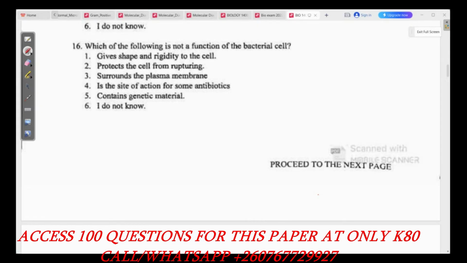16. Which of the following is not a function of the bacterial cell wall? So the bacterial cell wall has come back. We said earlier that the function of the cell wall is that it gives shape to the cell. Then it also protects the cell from phagocytosis and from bursting. So gives shape and rigidity to the cell, which is true. Protects the cell from rupturing, which is also true.